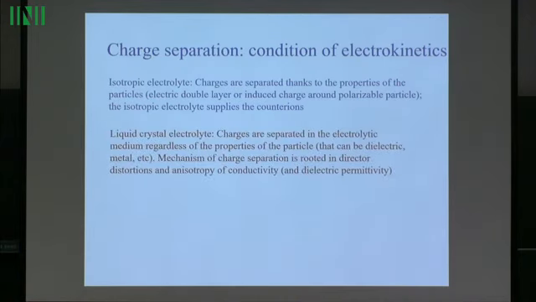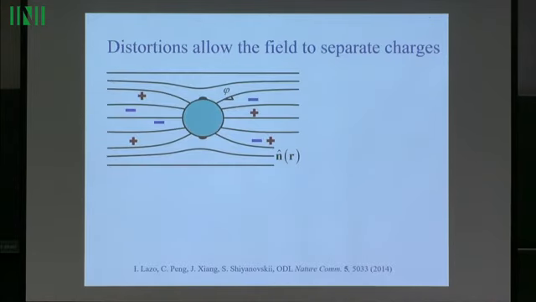But I will argue in the next subsection that in the liquid crystal you don't need the interfaces to separate the charges. All you need is that the medium itself, even without particles, would separate charges in the presence of the electric field. And the reason is that the director is distorted and the liquid crystal is anisotropic. So let's explain what I mean by this concept. Imagine I have a sphere with a symmetric director field. It's a normal orientation, like a Saturn ring or two defects at the poles.